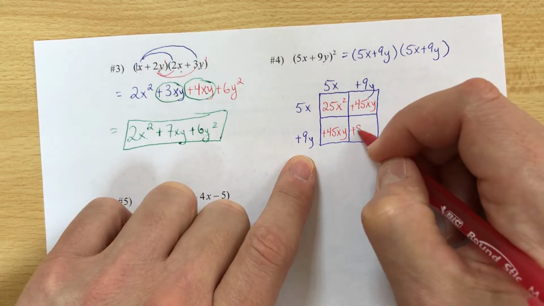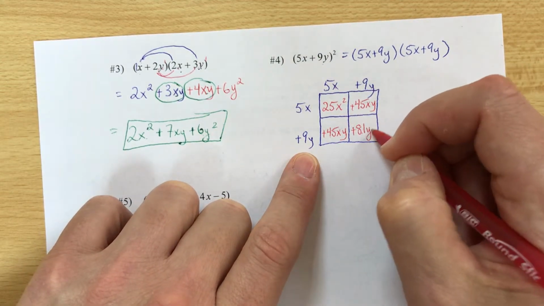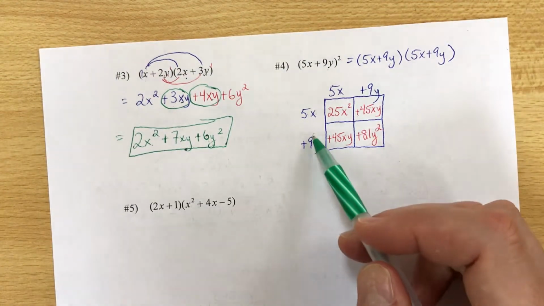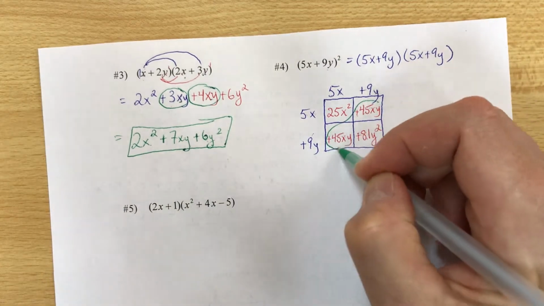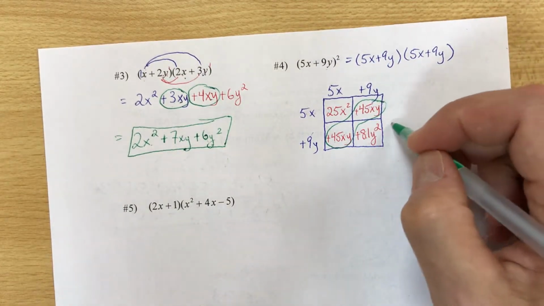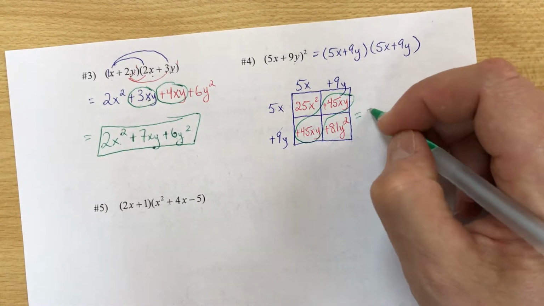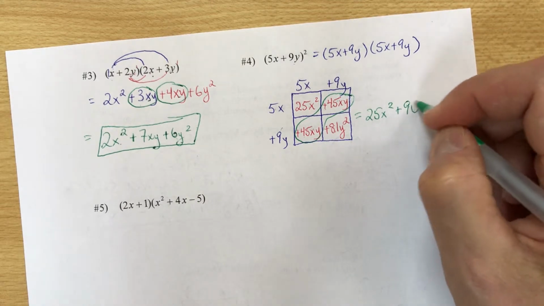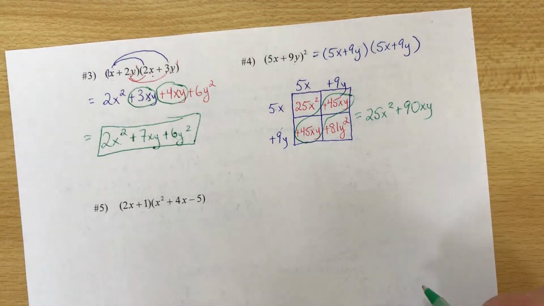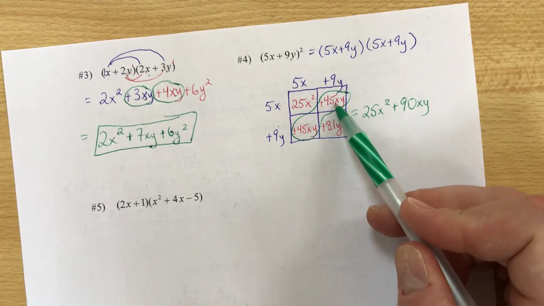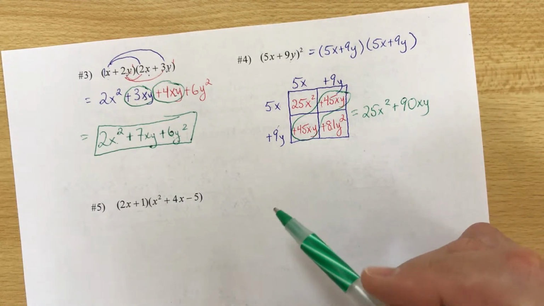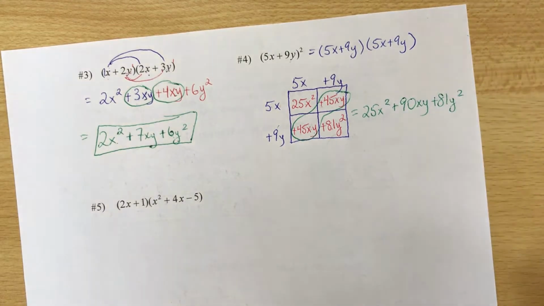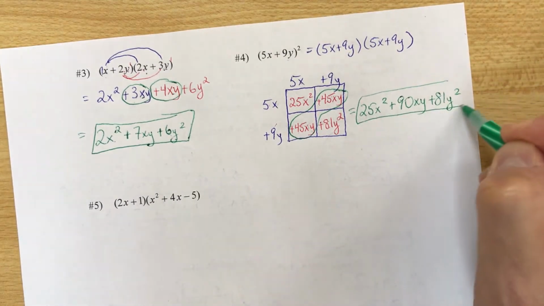9 times 9 is 81. Y times y is y raised to the second. So we did the multiplication, now we have to add the like terms. We have 2 of them right here, this diagonal. So what we end up with is 25x squared plus 45 and 45 is 90xy. When you add and subtract, you don't add exponents or subtract exponents. So it just stays xy plus 81y squared. And that's as far as you go.